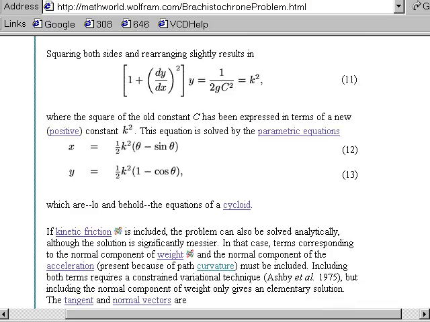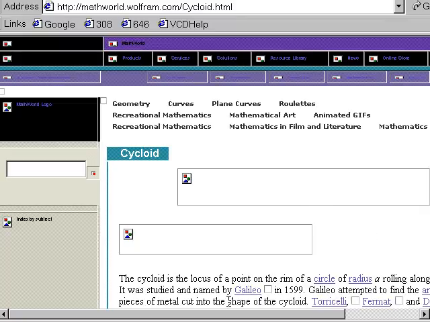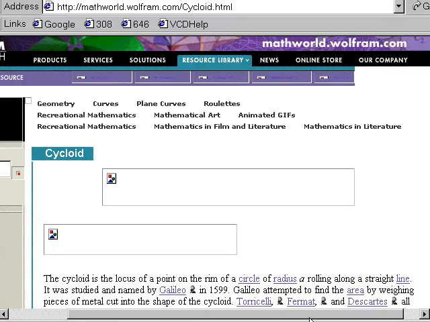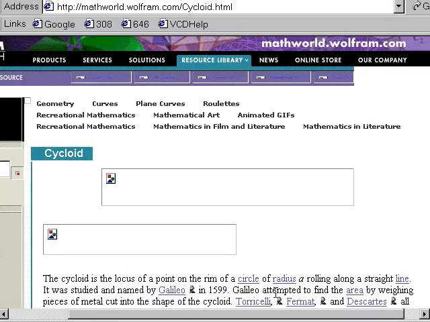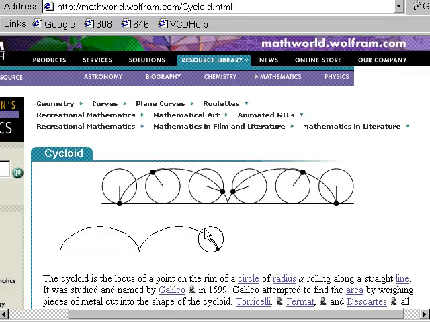And that turns out to be solvable in terms of parametric equations of theta, and it turns out to be given as a cycloid. Now a cycloid, if you've ever seen the spirograph, as they say here, is just the locus of a point on the rim of a circle of radius a rolling along a straight line. No, I did not cache this particular page, so it's coming in slowly. Here we go. There's a picture of it. That's a cycloid. It's a point on the rim doing this.